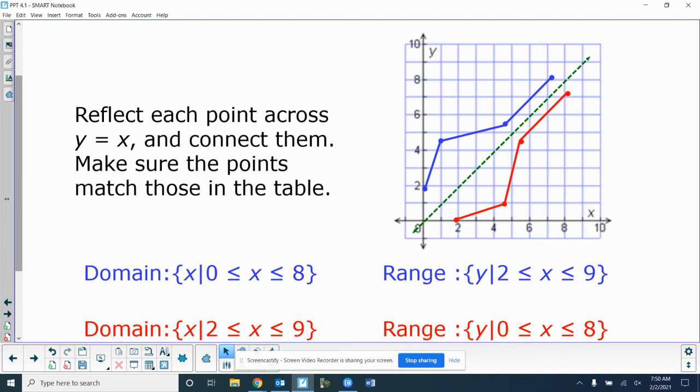At (0, 0), they're equal. If x is 1, y is 1. When x is 2, y is 2. When x is 4, y is 4. So it's like a 45-degree line cutting that first quadrant in half. Inverses will always reflect each other. If I would fold along that green dashed line, they would reflect each other and fall on top of each other.